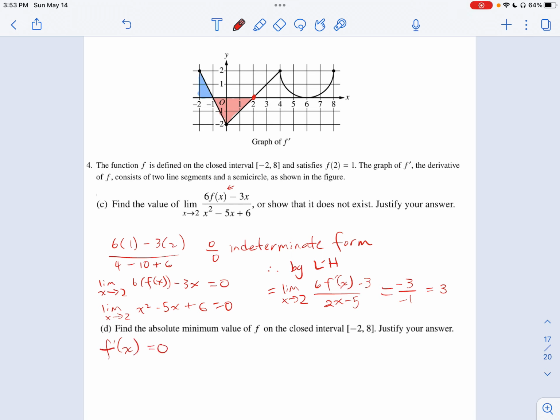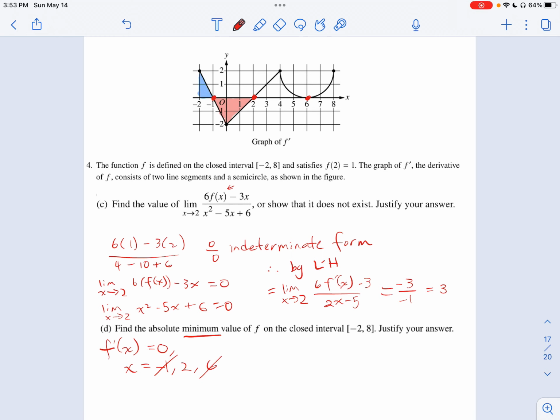Well, we've got a couple zeros here. We've got negative 1, the aforementioned 2, and we've got 6. So that's going to occur at x equal to negative 1, 2, and 6. So if we were doing the candidate test, we'd want to include these values. However, since we know that we're finding the absolute minimum value, we actually don't need to consider negative 1 and 6. Well, why is that?